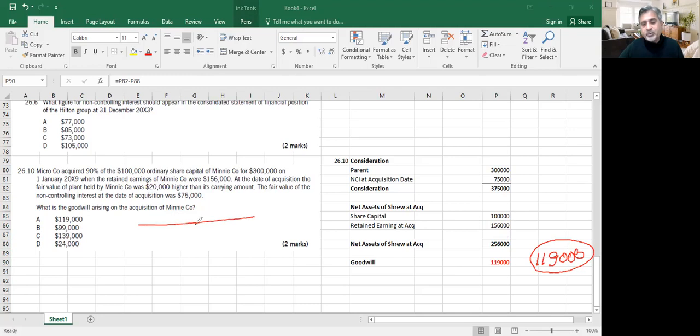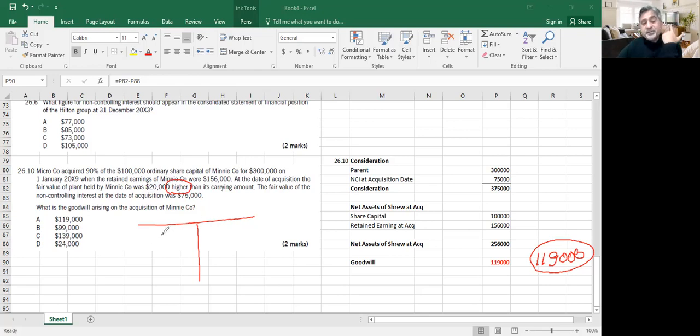In fair value adjustment, what happens? It says that at the date of acquisition, the fair value of plant held by the subsidiary was 20,000 higher, because it could have been 20,000 lower as well. But in this case, it is higher. And in most cases, they will say that it is higher. Impairment, they will never do it, because if it had been impairment, they already would have treated the impairment. So generally, we are speaking about higher.